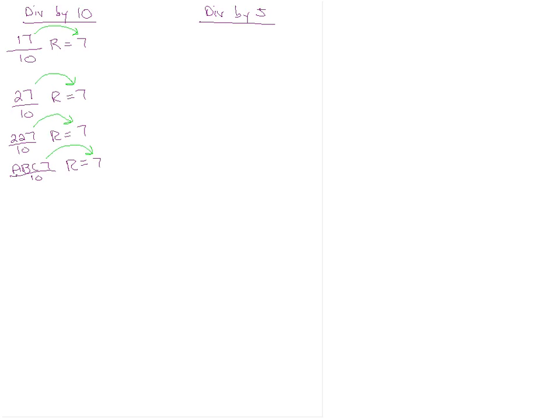Now, what if we're dividing by 5? Well, let's say we have 24 and we want to divide that by 5. Well, the remainder here is 4. Now, most importantly, the thing to understand here is that 4 divided by 5 produces a remainder of 4. So if I gave you 444 divided by 5, the remainder is still 4. If I gave you 94 divided by 5, the remainder is 4.